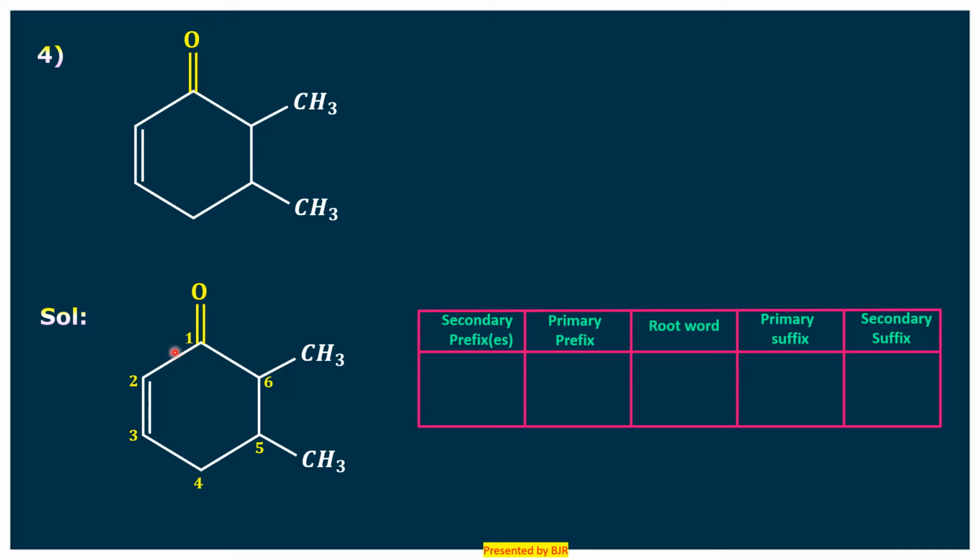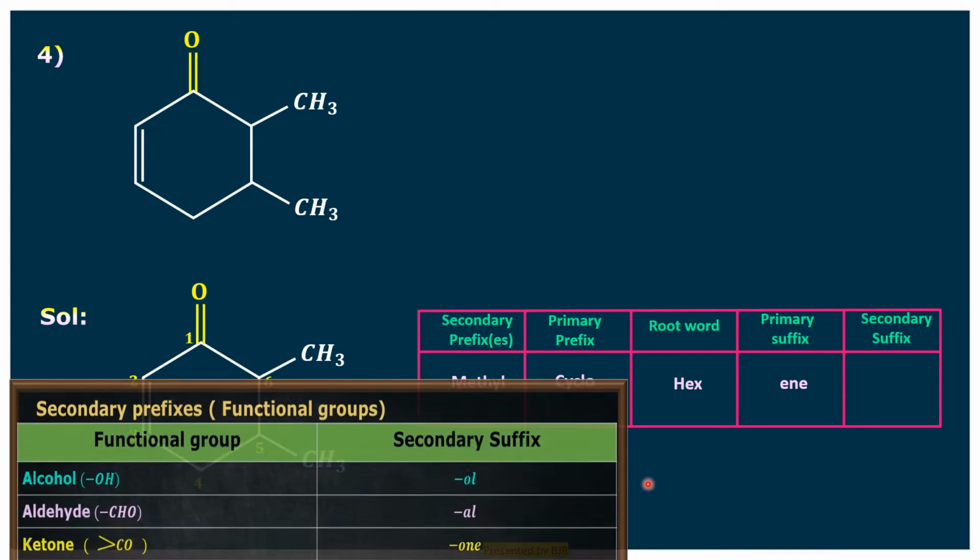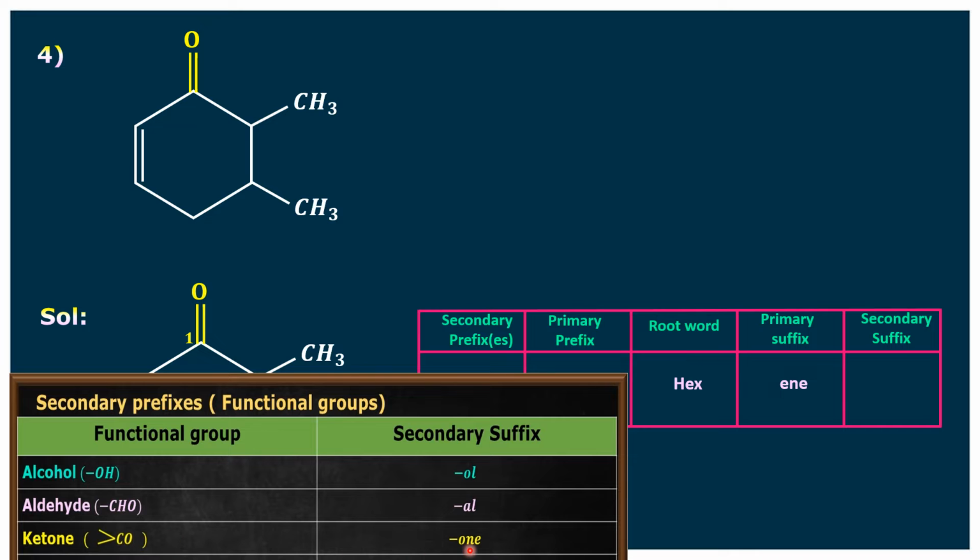There are 6 carbon atoms in the ring, so the root word is hex, and there is a double bond between the second and third carbon atoms here. Primary suffix is "-ene". Primary prefix is cyclo, and the secondary suffix, ketone functional group, is there, and two substituent methyl groups have been attached to the fifth and sixth carbon atoms, and here ketone means one.